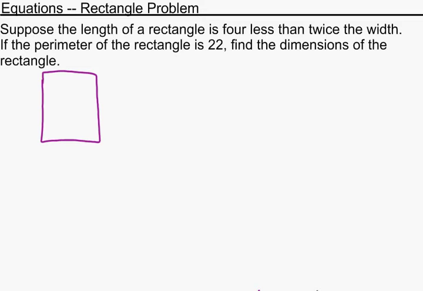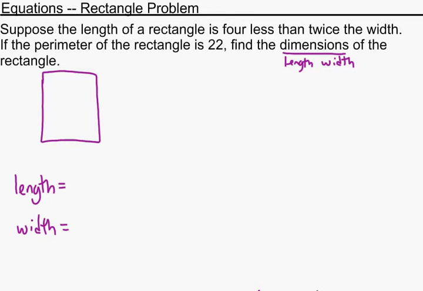It gives me some information then about the perimeter being 22, and then it says find the dimensions. Dimensions meaning length and width. So my final answer is what's the length and what's the width? So I'm going to write that out right away. I'm going to do length equals and width equals.